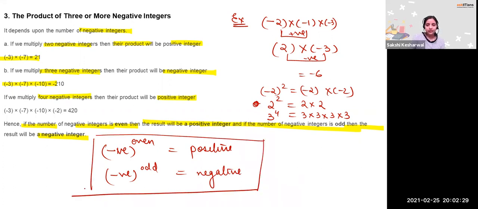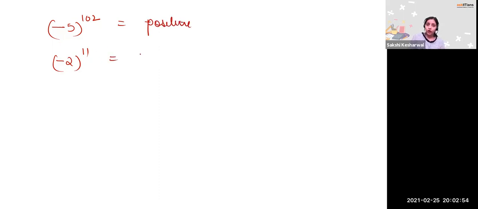So if I give you a number, what will be your answer? If I say negative 5 to the power 102, what will be your answer? Answer means negative or positive. I don't want the exact answer. This is negative to the power even, so your answer will be positive. And if I say negative 2 to the power 111, negative to the power odd will give you the answer negative. That's it.